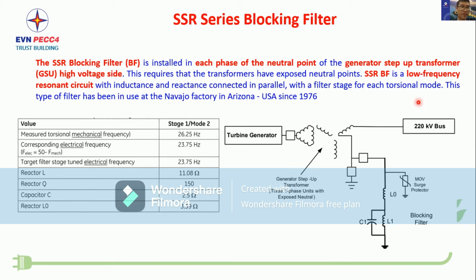And this type of filter has been used at the Navajo plant in Arizona, America since 1976. And this is the value we used to carry out the simulation for Vung Ang 1 thermal power plant.